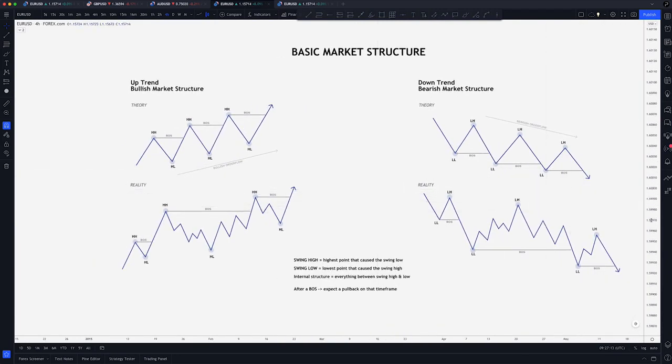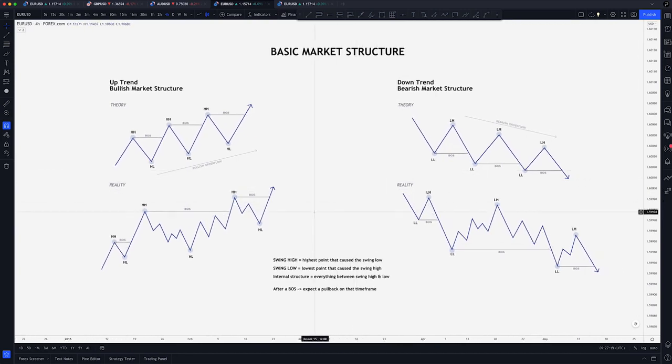So that's the main point I wanted you guys to take away from this first little bit. Swing high is just the highest point. It's vice versa on the bearish stuff, right? The swing high is the highest point. So let's say this high caused that low. So when price forms that lower low in a bearish market, that becomes your next swing range.